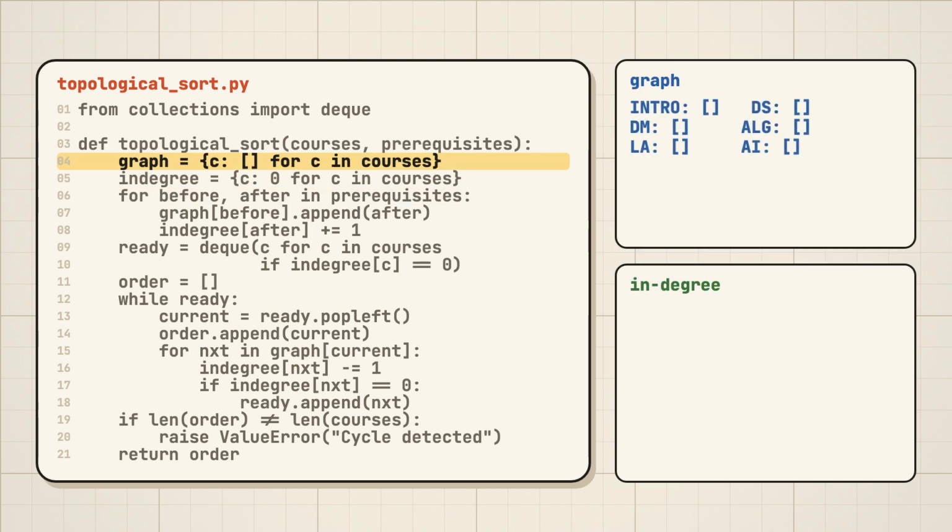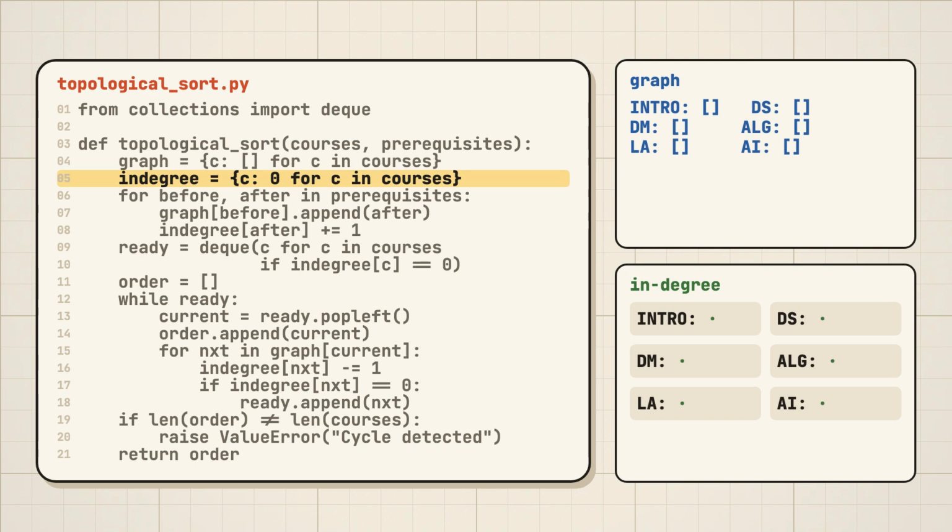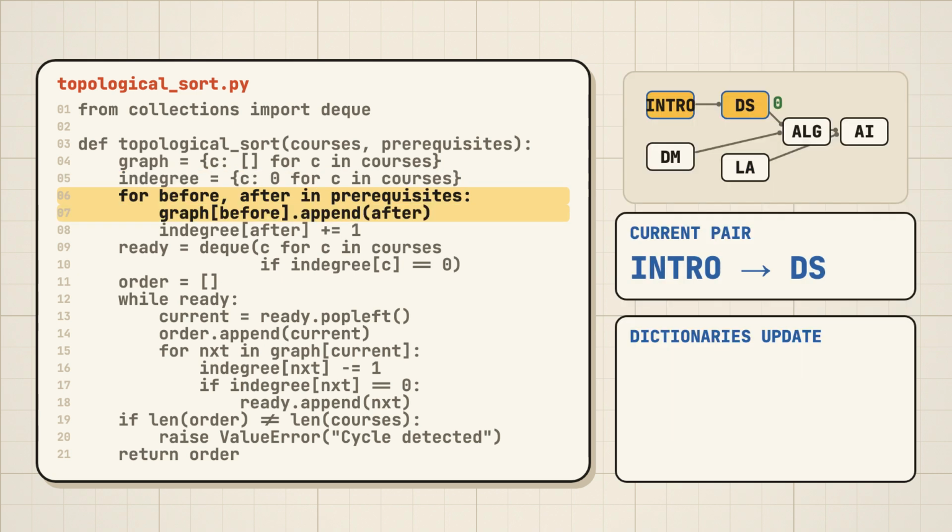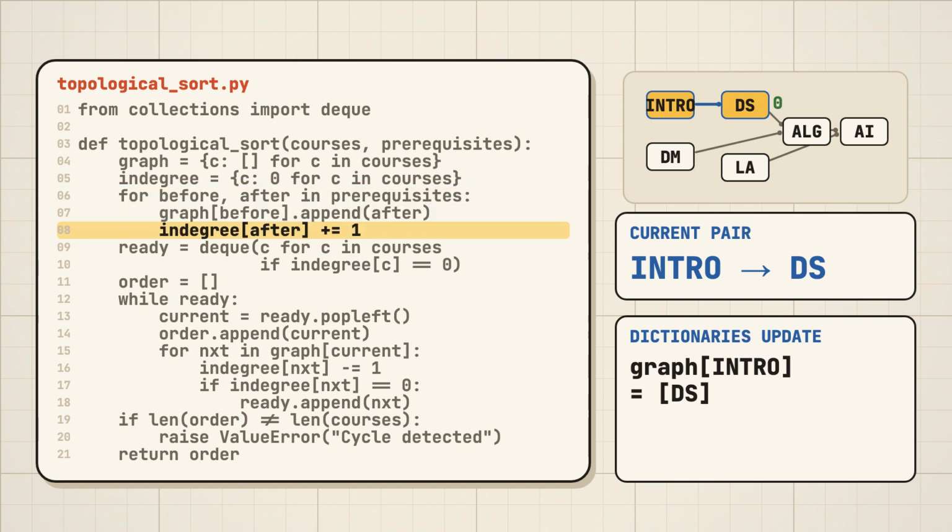First, create an empty adjacency list for every course. Then, create another dictionary where the in degree of every course starts at 0. Each prerequisite pair contains 2 courses. The first course must be completed before the second. We add the second course to the first course's adjacency list, then increase the in degree of the second course.